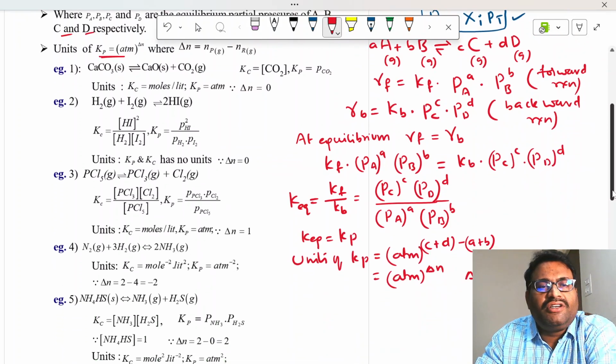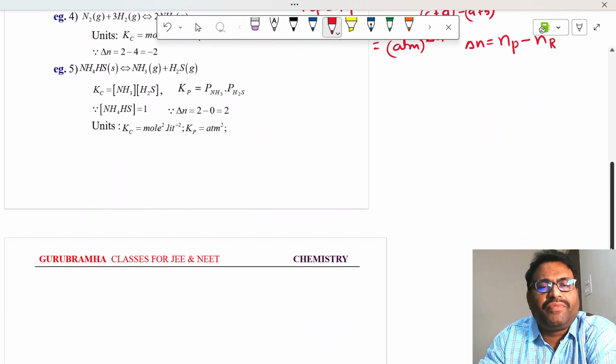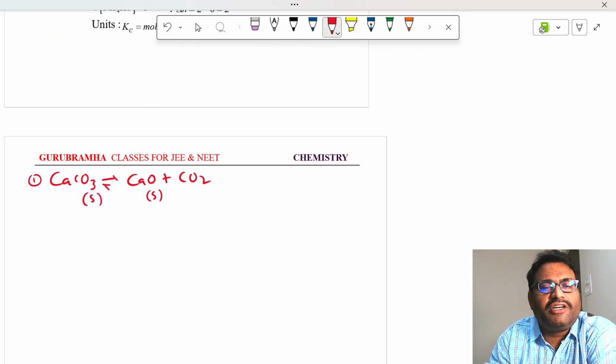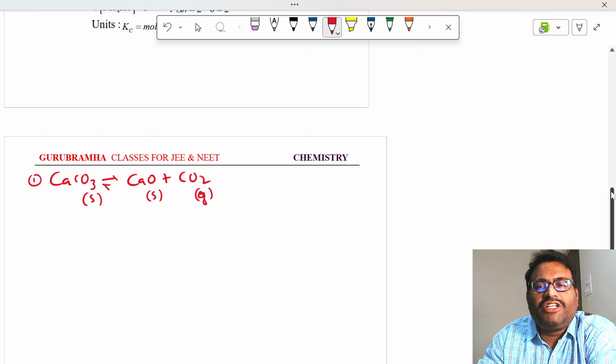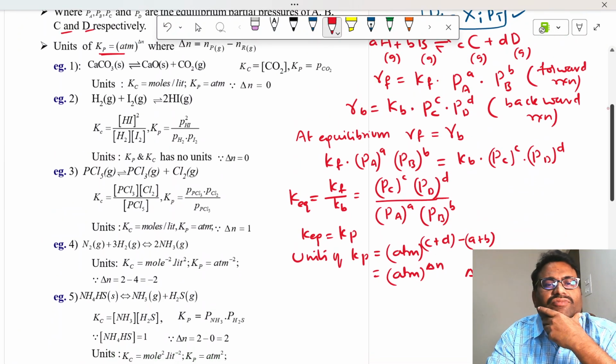Now you are given some reactions. Let us write the first reaction. CaCO3 gives rise to CaO plus CO2. This is solid, this is also solid, this is a gas. Then what will you write for Kc?